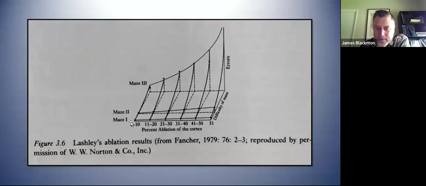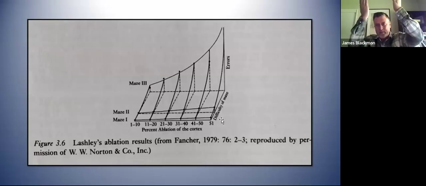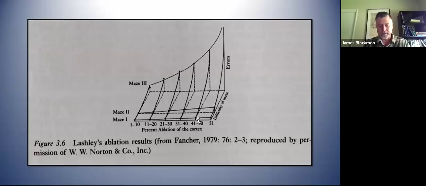So you can look at the front here. Think of this as a tabletop. And then the higher you go up the table, that's more error. You watch the rat go through the maze, and if it ever takes the wrong turn, that counts as an error. And look at this. For maze 1, even when the rat had 51% of its cortex removed, the error was just slightly higher than it was for 1 to 10%.